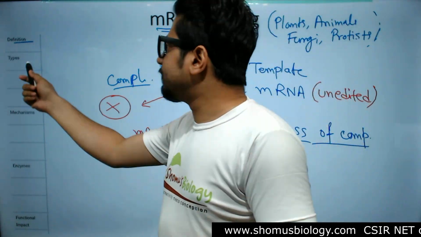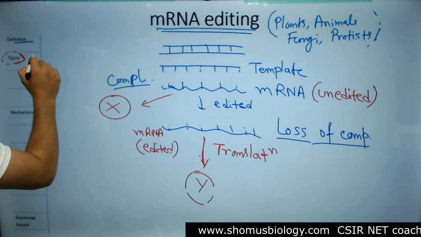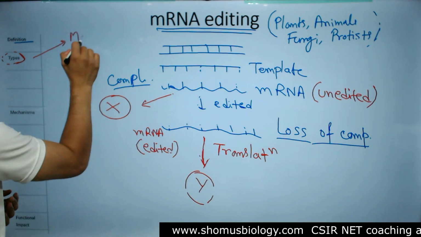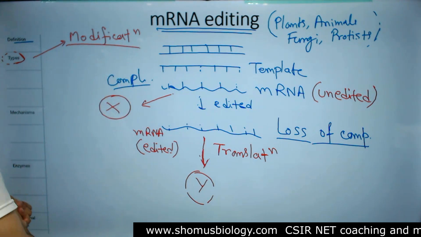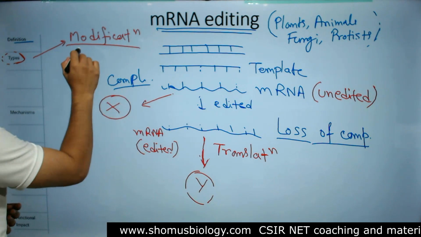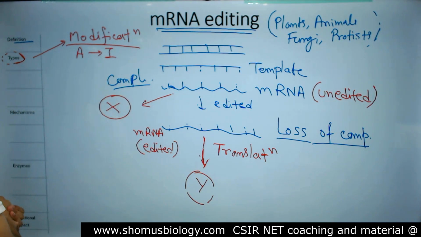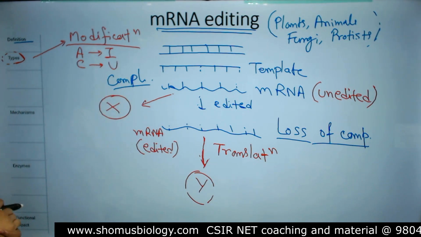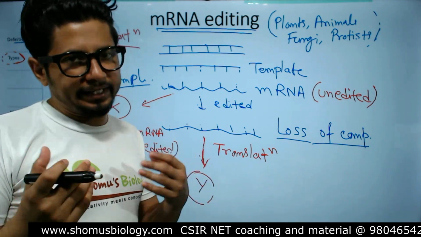Now I'll talk about the types of RNA editing. What are the different types of RNA editing? The types can be modification of the existing nucleotide. Examples of such modification are that adenine can be modified to inosine, and cytosine can be modified to uracil. These are examples of modification that can be found in RNA editing.